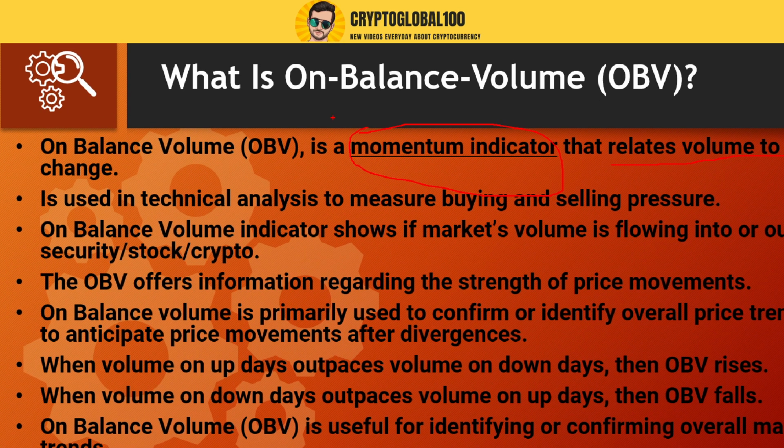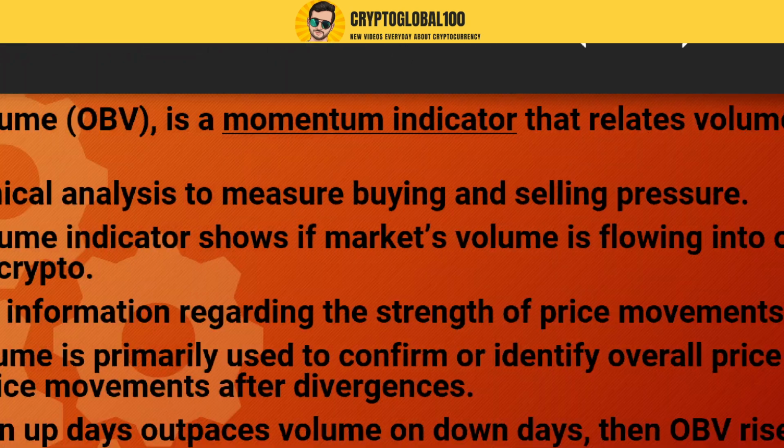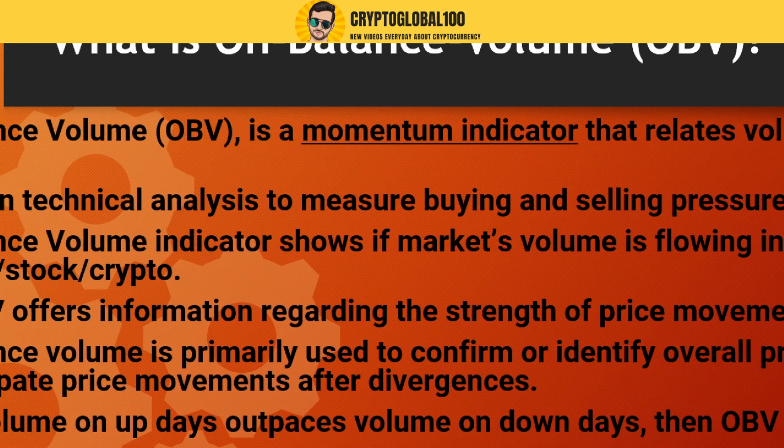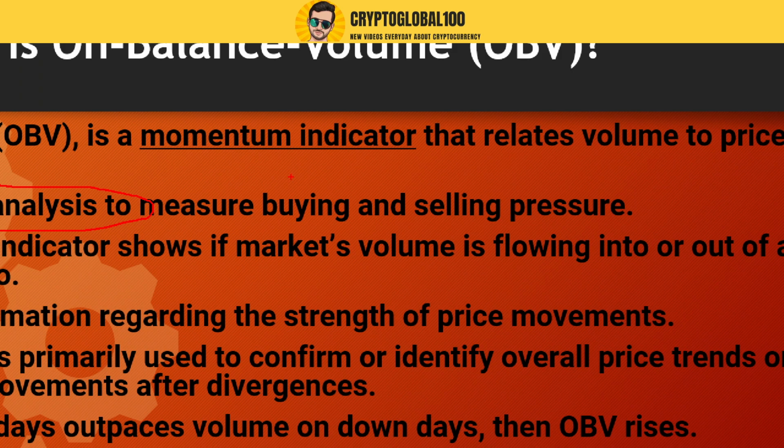So this is the first one, it is a momentum indicator. Second, it is used in technical analysis to measure buying and selling volume. Second thing, to measure what? Buying and selling pressure. So basically it gives you an idea where the market is going. It correlates with the momentum indicator I mentioned moments ago.